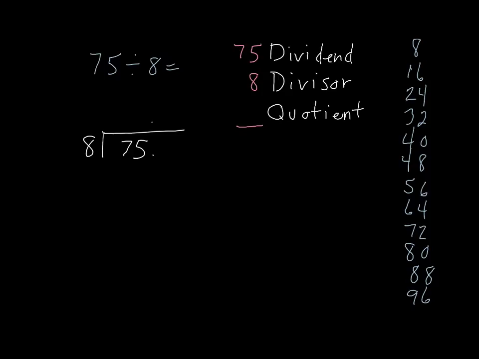Okay, now, first step is we look at our divisor. We say, right, does 8 go into 7? Well, we've got our 8 times table listed here. Do we see the number 7 listed? No, we don't. So that means we have a 0 above the 7. Now, we say, right, does 8 go into 75? Again, we look down our 8 times table. It doesn't go into 75 without a remainder. The closest we can get to 75 is 72. So we write down the 72.